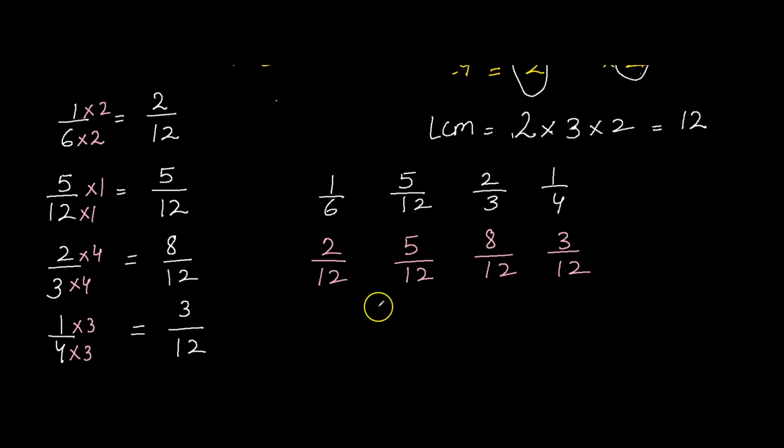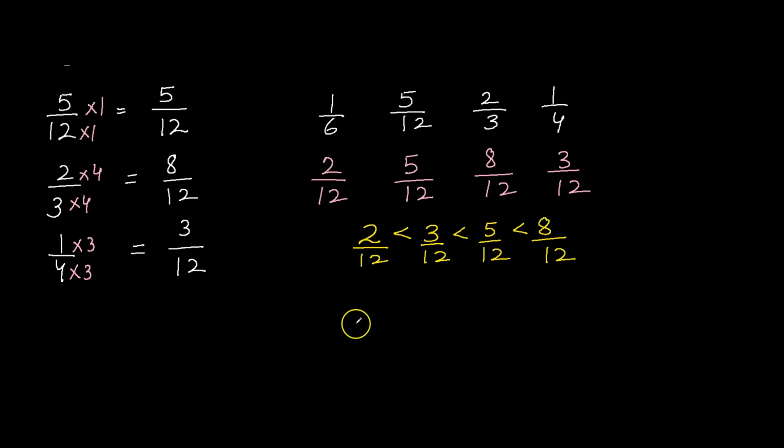To order from least to greatest, first we have 2, then 3, then 5, and then 8. In other words, we have 2/12, 3/12, 5/12 and 8/12. To order the original fractions, 2/12 is the same as 1/6, 3/12 is the same as 1/4, 5/12 is the same as 5/12, and 8/12 is the same as 2/3. So this is how we order unlike fractions.